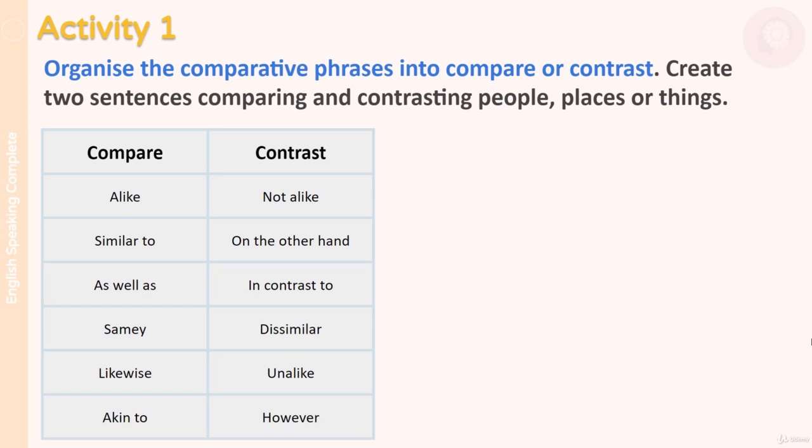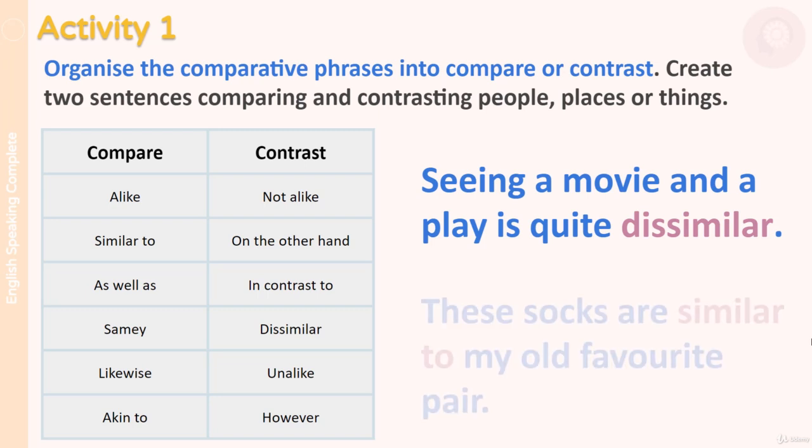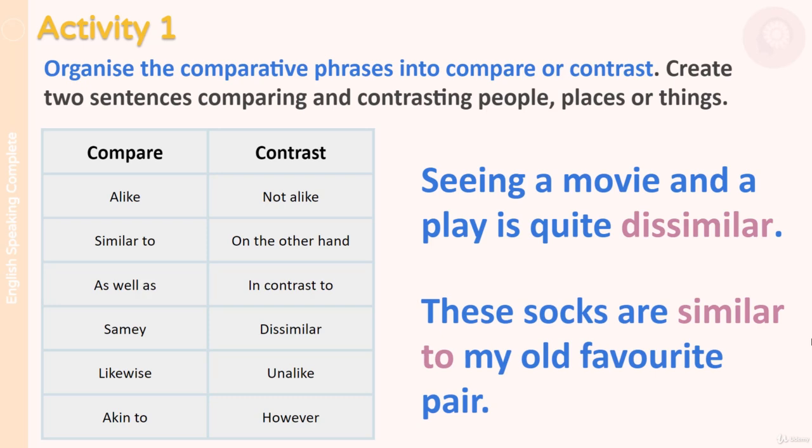So I did also say try and write using two of these phrases, whether both from compare or contrast or one from each. And here is an example of a couple of my own sentences. Seeing a movie and a play is quite dissimilar, and that quite dissimilar is a very common collocation, quite dissimilar. And number two, these socks are similar to my old favourite pair.